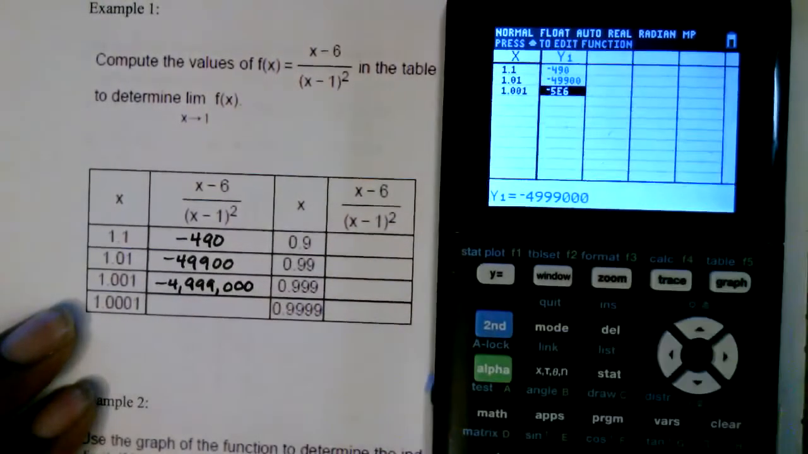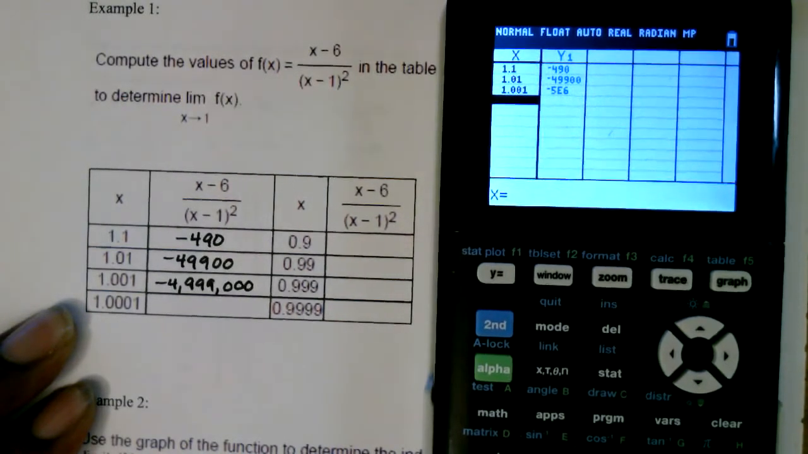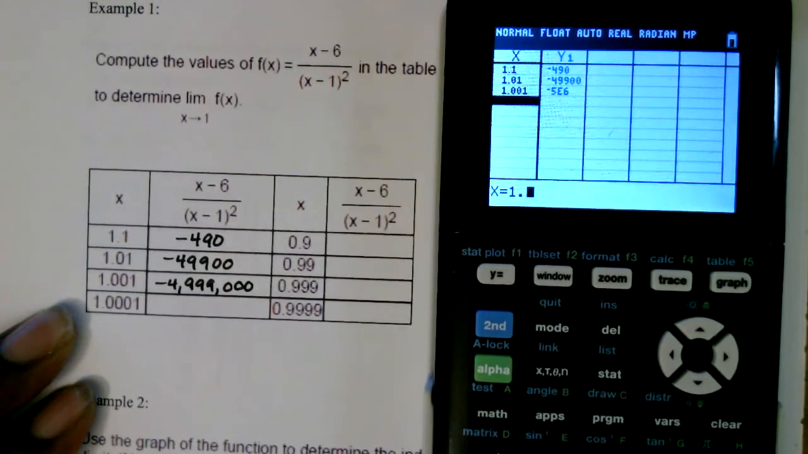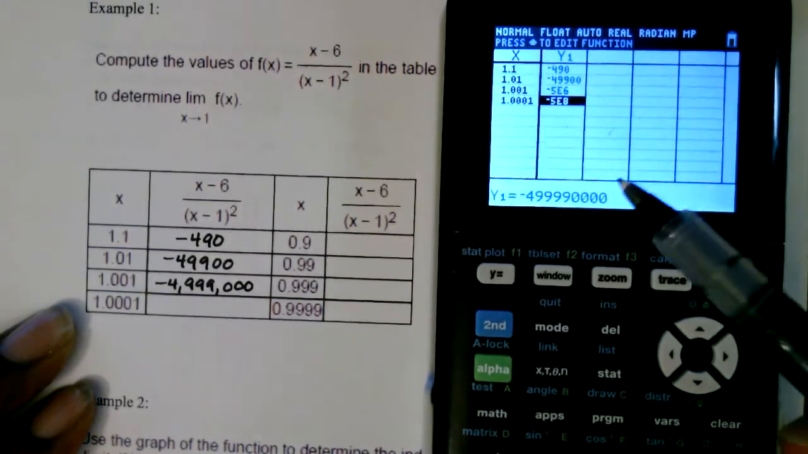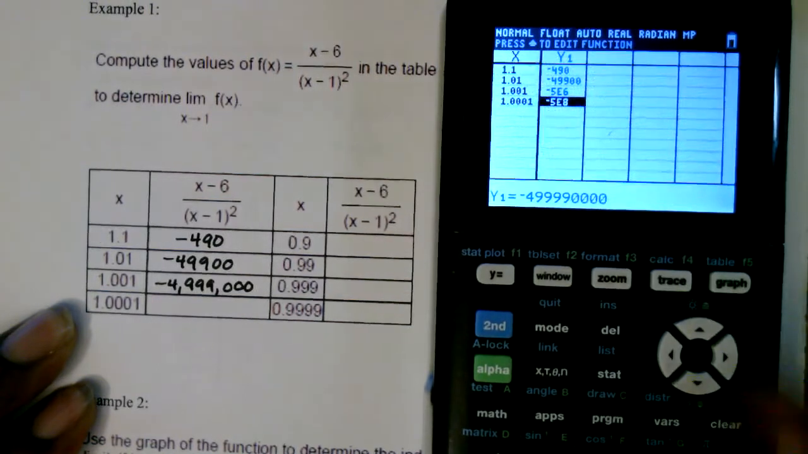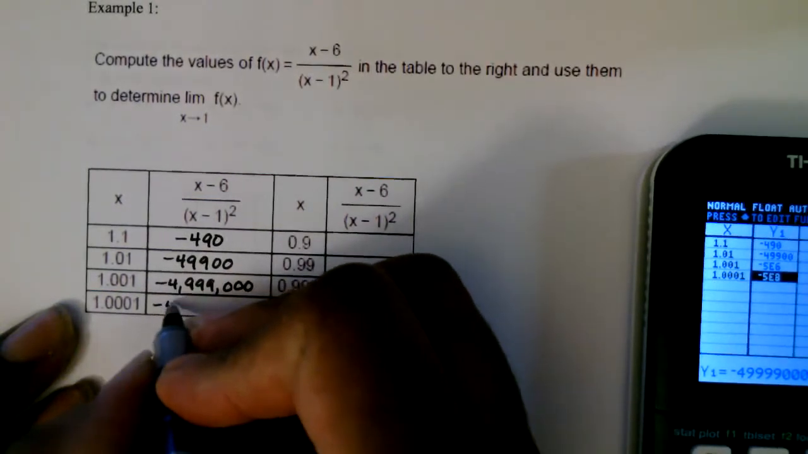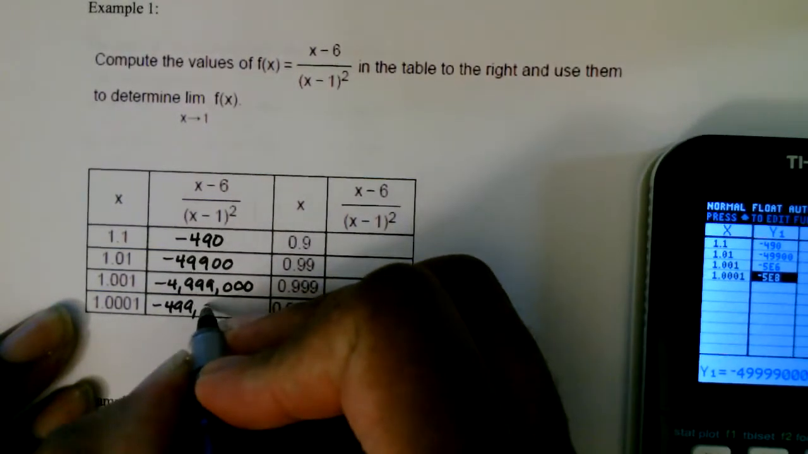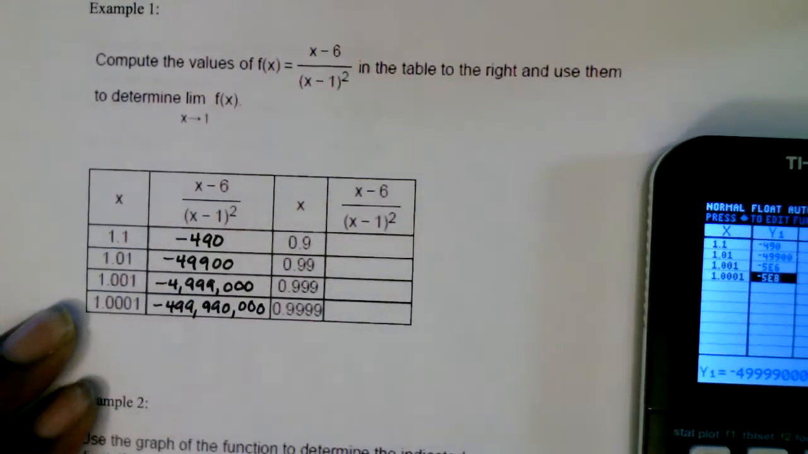And then finally for 1.0001, I'm going to use my down arrow key, go back to the x column, and type in 1.0001. Then go back up and use your right arrow key. You'll see what that value is. It's negative 4 with 4 nines and 4 zeros. So that's actually negative 499,990,000.